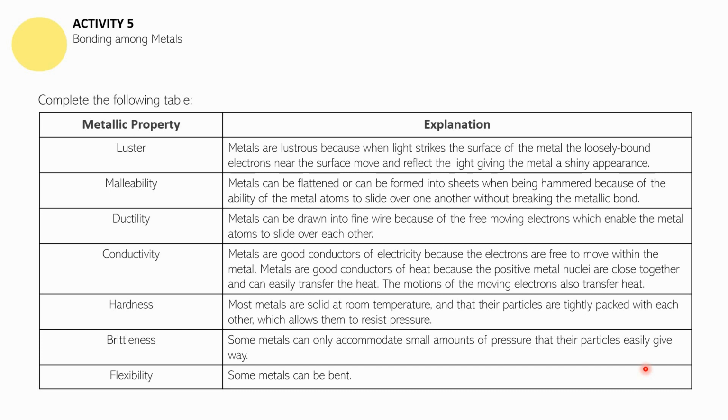And then the last metallic property is flexibility. Simply, some metals can be bent. Okay? It's different from the term elasticity, because elasticity means the ability of a material to be stretched and to return to its original form upon the release of the force that made it stretched.